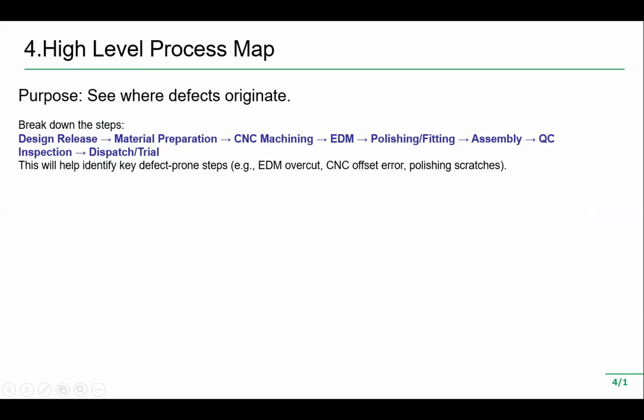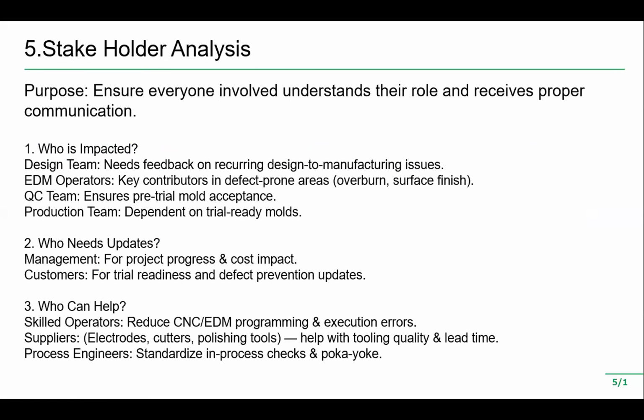And this is the high-level process map. What we do is see where defects originate: design release, material preparation, CNC machining, EDM, polishing, fitting, assembly, QC inspection, dispatch, trial. The problems are the EDM overcut, the CNC offset, and polishing. In these three areas we are facing many defects. Then this is the stakeholder analysis, to ensure everyone involved understands their role and receives proper communication.